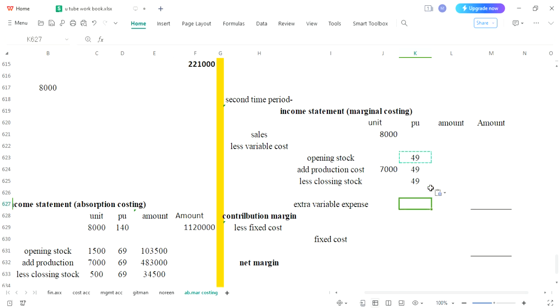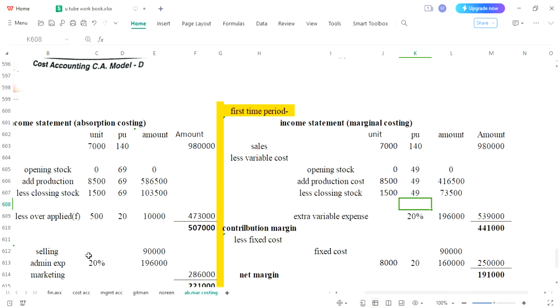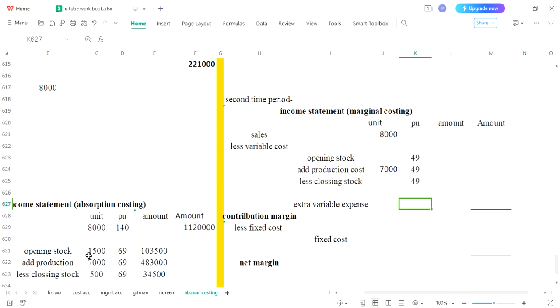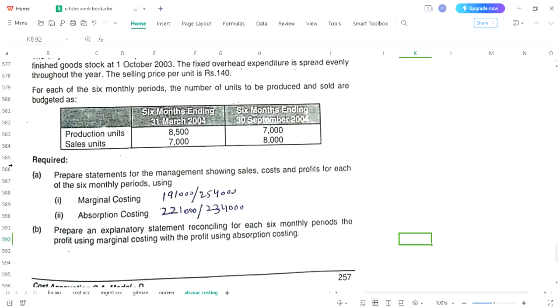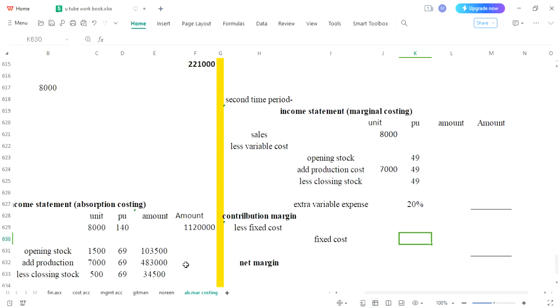If there is any extra variable expenses, we will write over here. And you can see in first part we have already decided 20% of sale is variable and extra expense. Right now we will just put 20% to memorize it, and then we need to put fixed cost. For that you will understand this fixed cost per annum 180,000, but we are associated with 6 months.